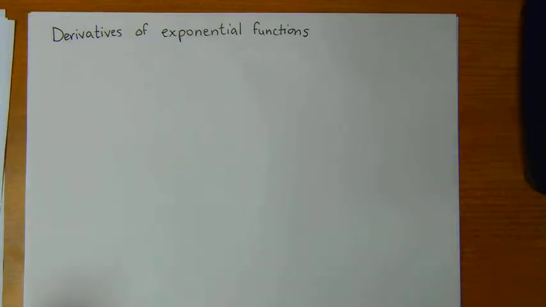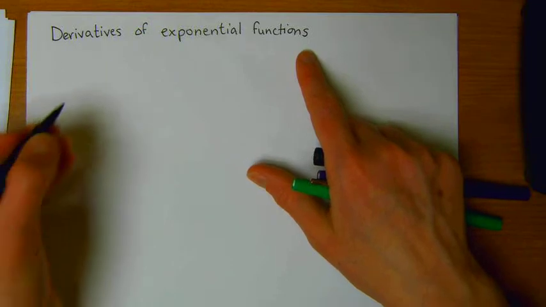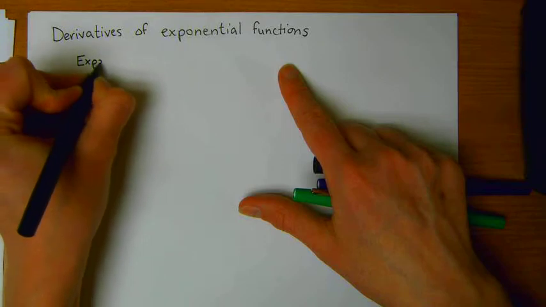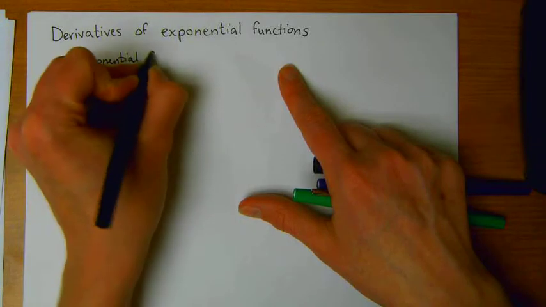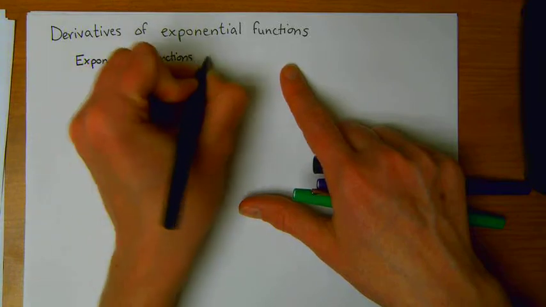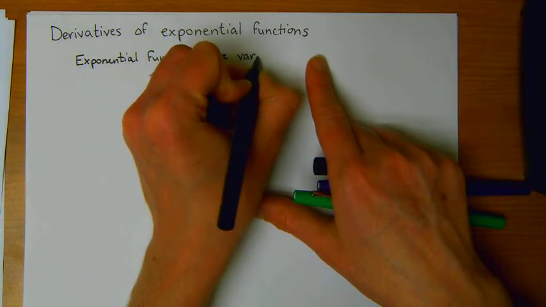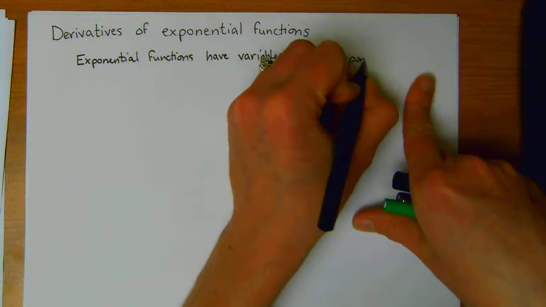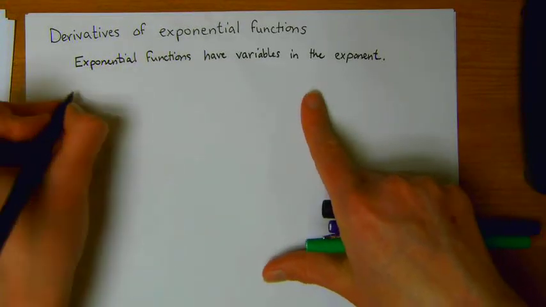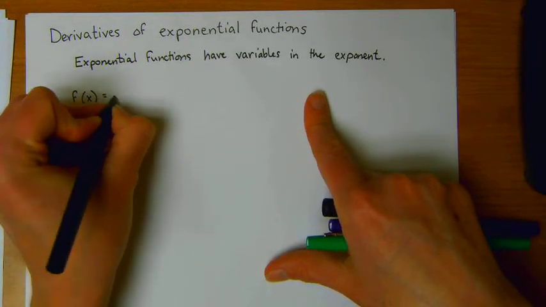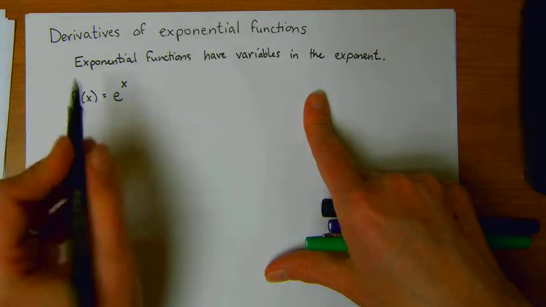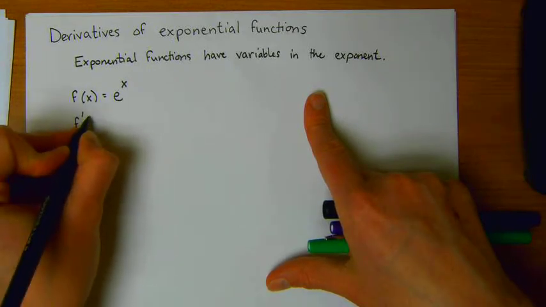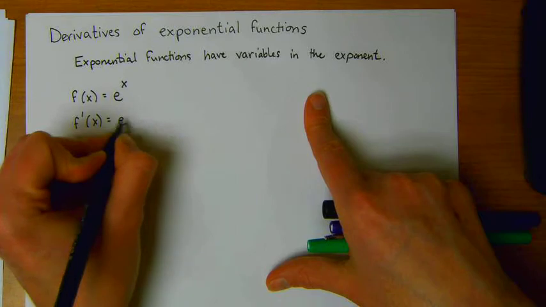Next, I'm going to talk about derivatives of exponential functions. What is an exponential function? It's a function that has variables in the exponent. And our favorite one of these in calculus is our function f of x is equal to e to the x. This is an exponential function because my variable x is up in the exponent. The reason why we like it is because the derivative is equal to itself.